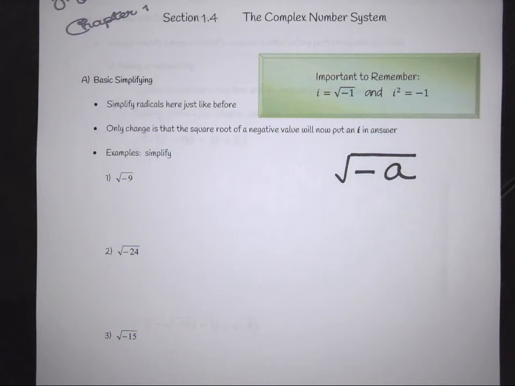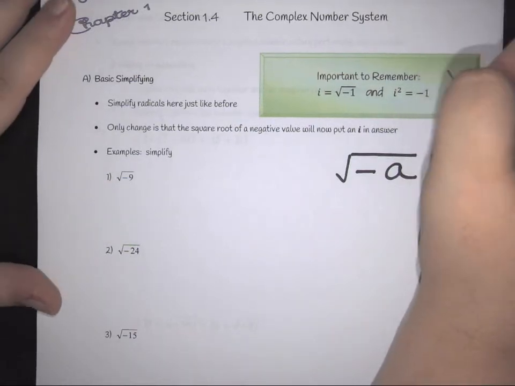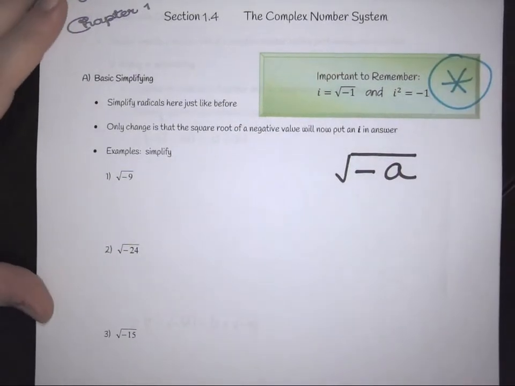In this video, I'm going to talk specifically about the complex number system. Now, complex number system is a fancy way of saying imaginary numbers. So in this case, what we're looking at is if we have a negative sign underneath a radical, how do we deal with that? And that is what the complex number system does. There's a couple important rules, these right here, that you need to remember.